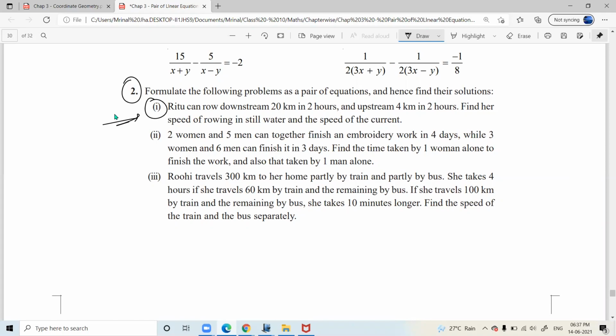X will be the speed of the boat in still water, and Y will be the speed of the stream. Yes, excellent. That's what we have to do, exactly like what we used to do in the earlier word problems with downstream and upstream. The only thing is there is only one downstream journey and one upstream journey. So only these two will give us the two equations we need.